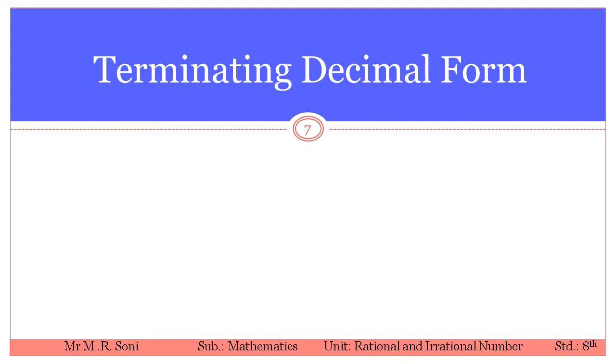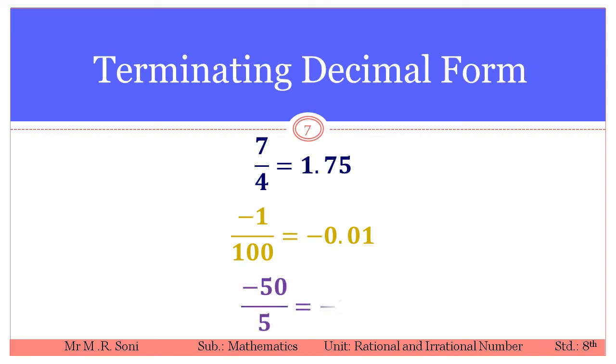7 divided by 4 is equal to 1.75. Negative 1 divided by 100 is equal to negative 0.01. Negative 50 upon 5 is equal to negative 10. Terminating decimal form.